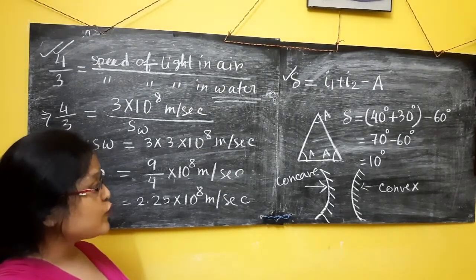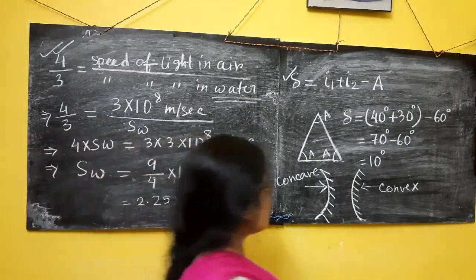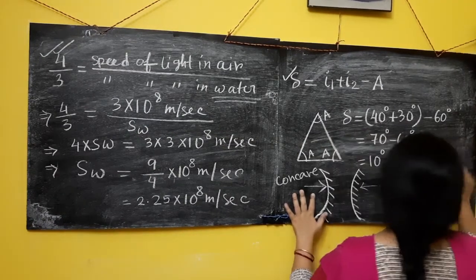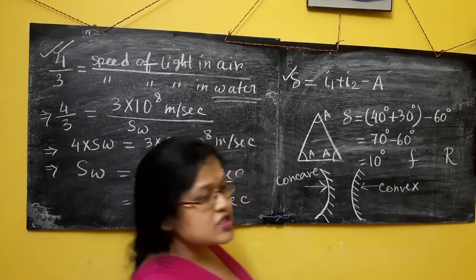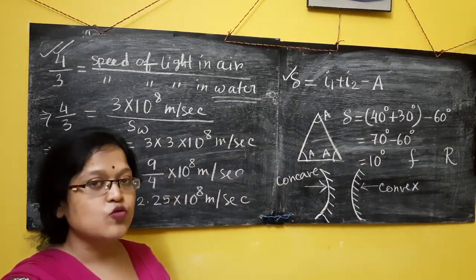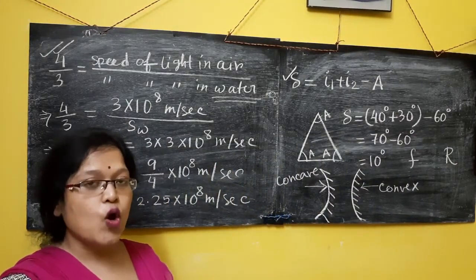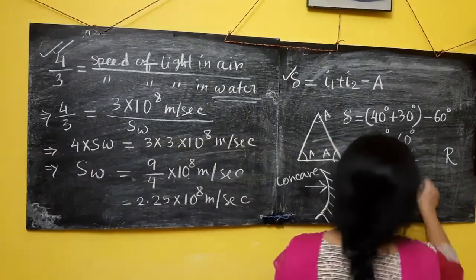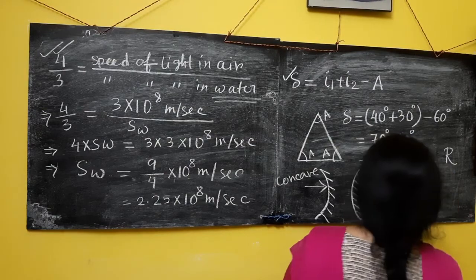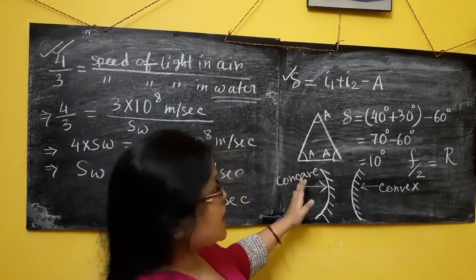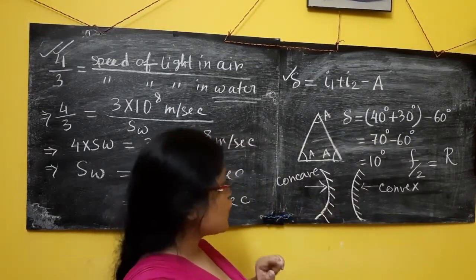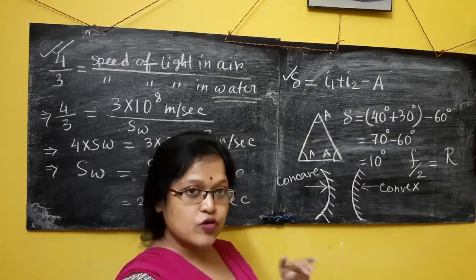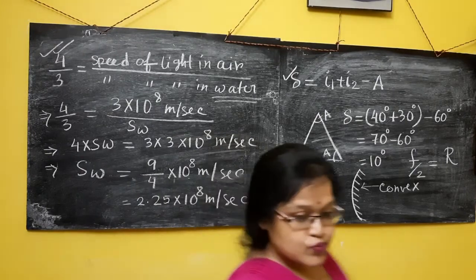What do I have to prove? The relation between the focal length of the mirror f and the radius of curvature r. What is the relation? The relation is r equals 2f, meaning the radius of curvature is always twice the focal length, so f should be equal to r by 2. That relation I need to prove for a concave mirror. So let's go for that. For that I need to rub my board. So give me time.